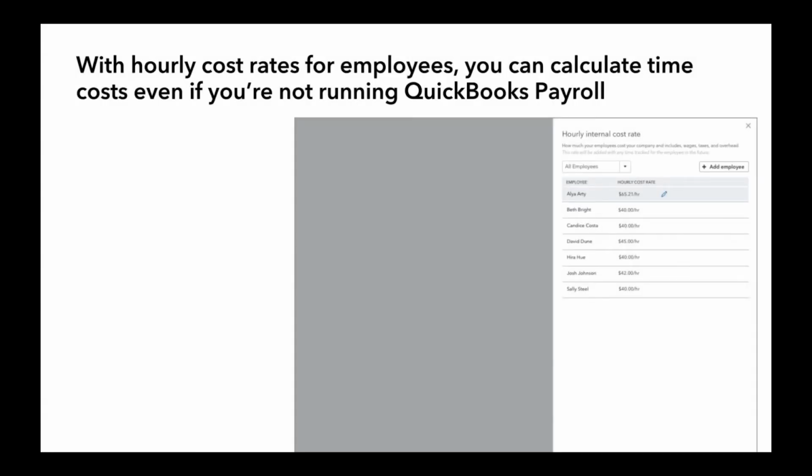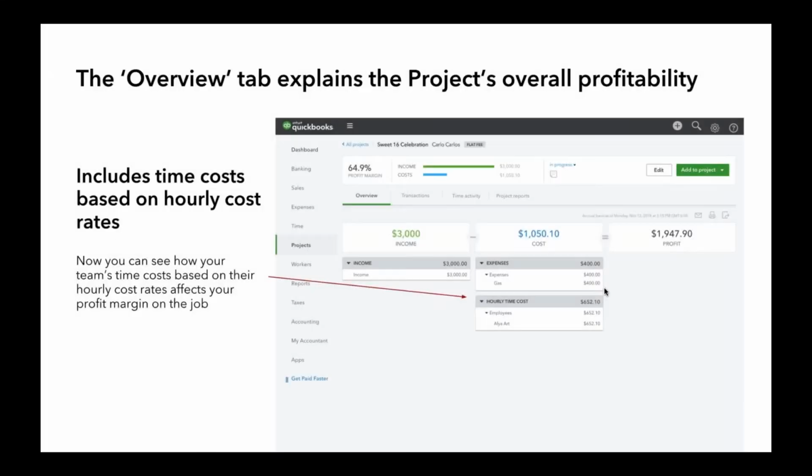Again, the next screenshot is just showing you, once I've saved all the employee costs here, I can save and see all my employees and their cost rates. And then the overview tab will again explain the project's overall profitability. If you're not using payroll, we're going to call this hourly time costs. And that's a way for you to understand, okay, I had entered in hourly cost rates for these employees.